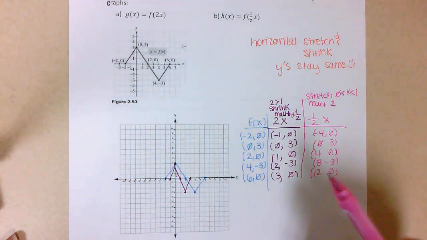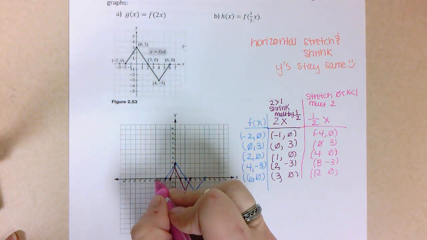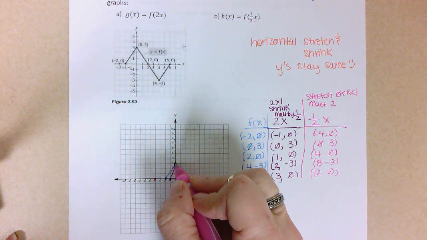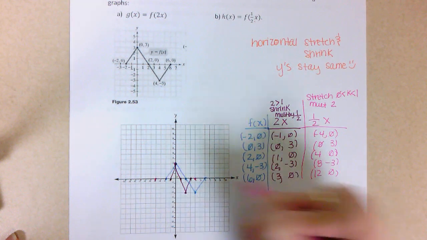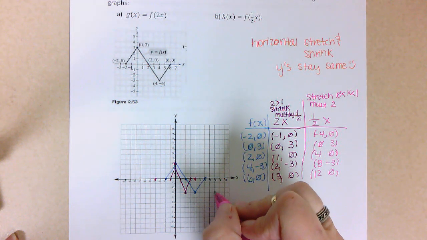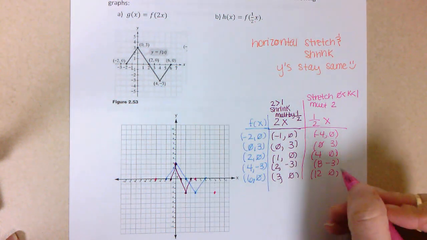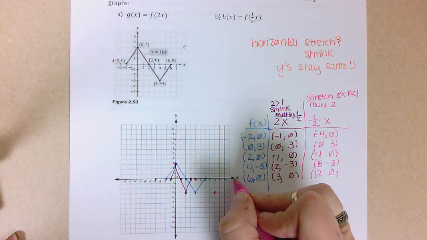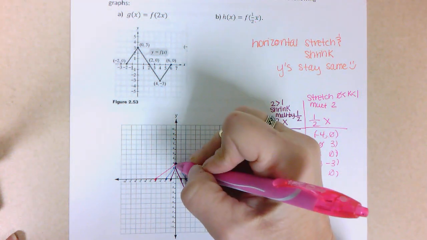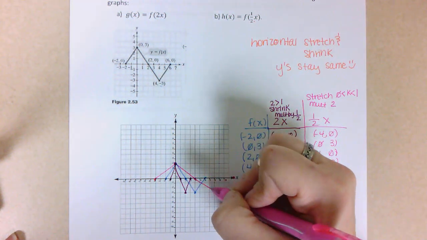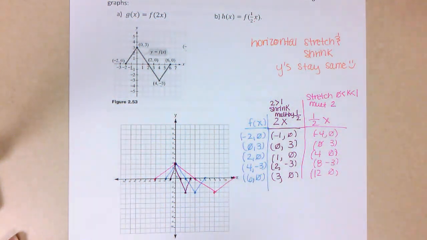And then we just graph those. So negative 4, 0, 0, 3, got here. 4, 0, 8, negative 1, 2, 3. And then 12, 0. So if this is 10, 11, I'm going to say 12 is about right here. And there's our stretch.